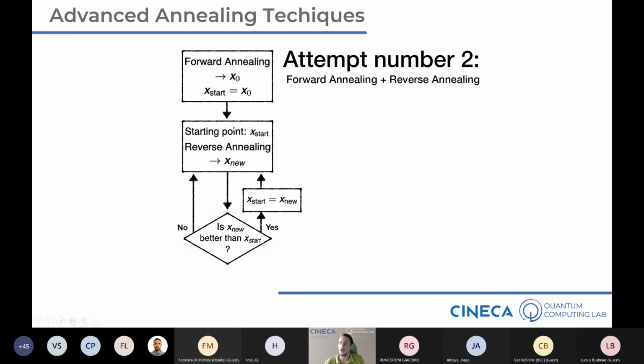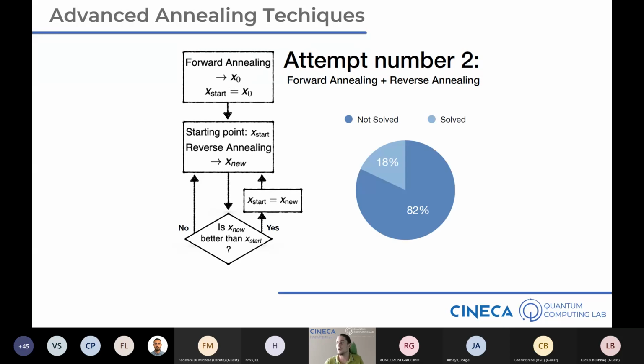What I did was to build an algorithm that does the forward annealing. Now we call it forward annealing because we are also talking about reverse annealing, so the normal annealing is the forward annealing. We find a local minimum with the forward annealing. Then we use this local minimum as a starting point for the reverse annealing, and we obtain a new minimum. We ask: is the new minimum better than the old minimum? If no, we make another cycle of reverse annealing. If yes, I replace the old minimum with the new minimum found, and maybe run another cycle of reverse annealing until we find the global minimum or reach the maximum number of iterations that we want.